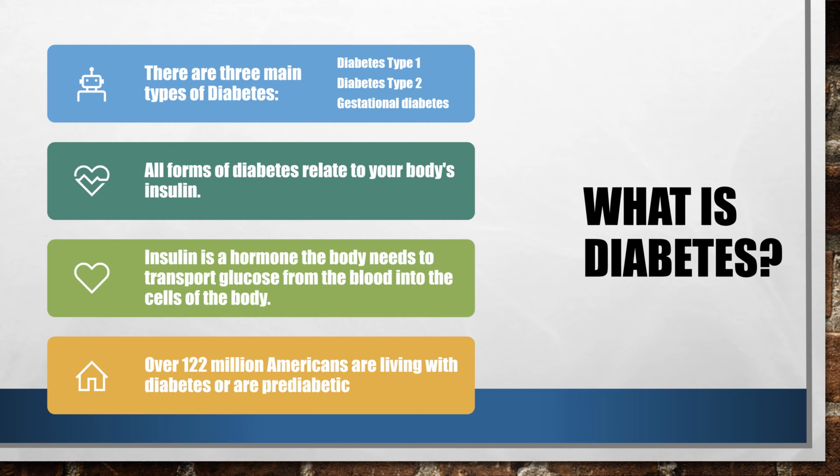And currently, there are over 122 million Americans that are either currently living with diabetes itself as diagnosed or are pre-diabetic, in which they are going to have diabetes unless they make a change soon.